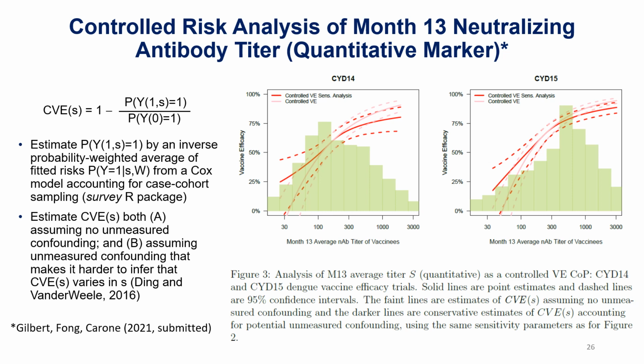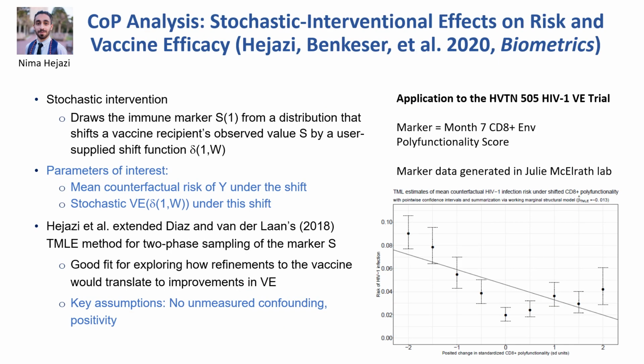And then these graphs here are showing estimation of controlled vaccine efficacy, both assuming no unmeasured confounding and being conservative, that is, assuming there was some unmeasured confounding that made it harder to infer that the curve varies with the marker. And so the solid curves are the sensitivity analysis that made it harder to find a variation. And you can see that the curves are pretty strongly monotonic in the vaccine efficacy increasing with the marker, even with the conservative approach. So it's suggesting that neutralizing antibodies are a reasonably good correlate of protection for virologically confirmed dengue.